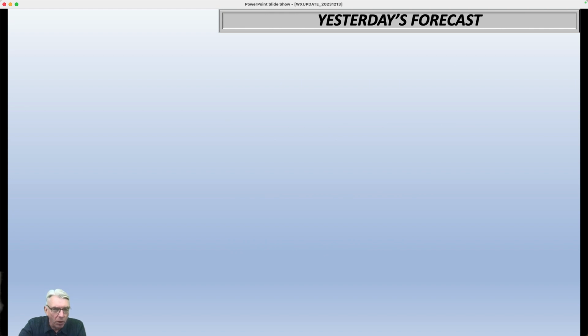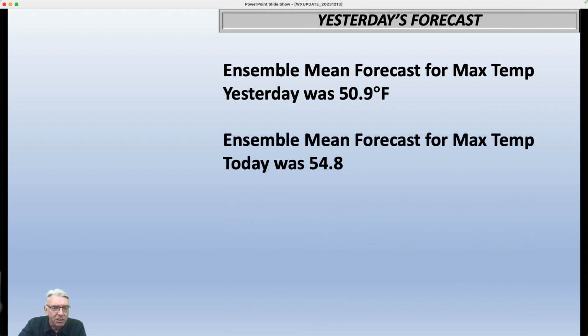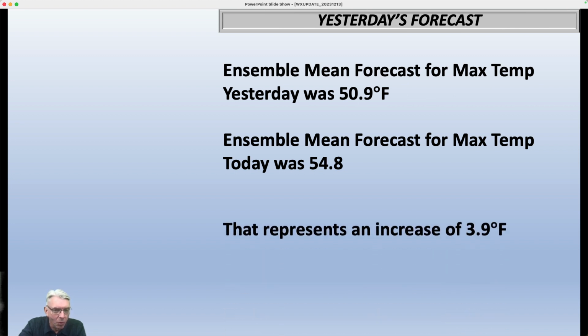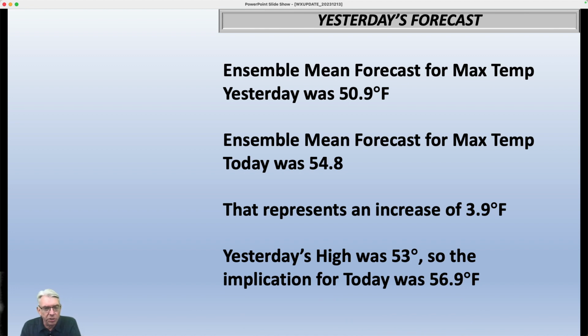So the forecast, and since I'm now recording this on Thursday, this would have been Tuesday's forecast, I guess. The ensemble mean temperature forecast for yesterday, which would have been Tuesday, was 50.9, and the ensemble mean forecast for the max temperature on Wednesday was 54.8. That represents an increase of 3.9 degrees Fahrenheit. Tuesday's high was 53, so the implication for Wednesday would have been 56.9.